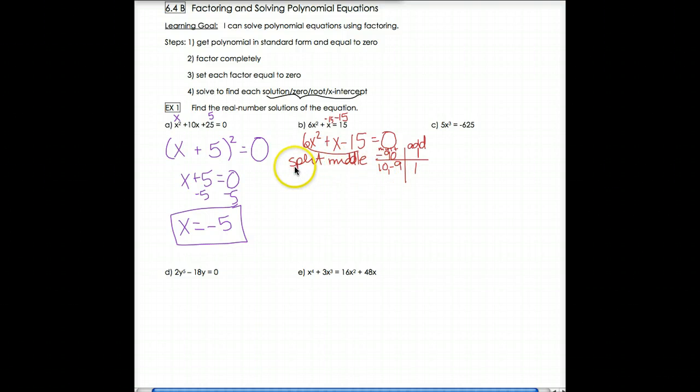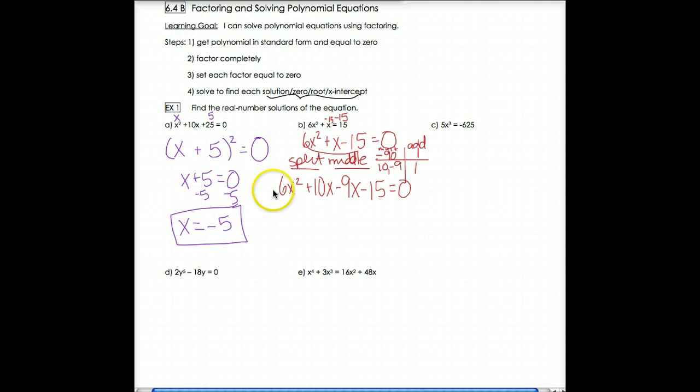So that means, again, the type of factoring is split the middle. So that means you are splitting this middle term into these 2 terms. So the 6x squared stays the same, but that middle term becomes plus 10x minus 9x. Then don't forget to bring down your 15 and your equals 0.